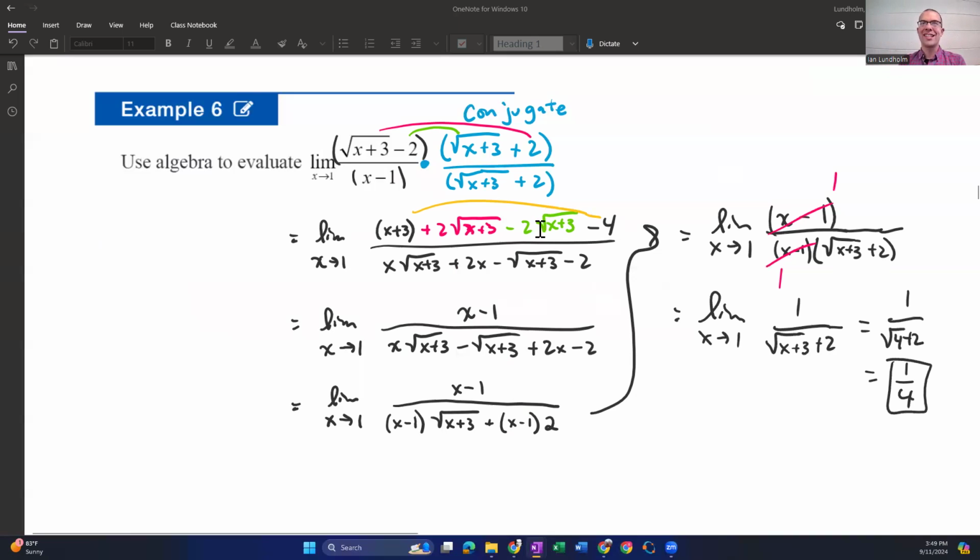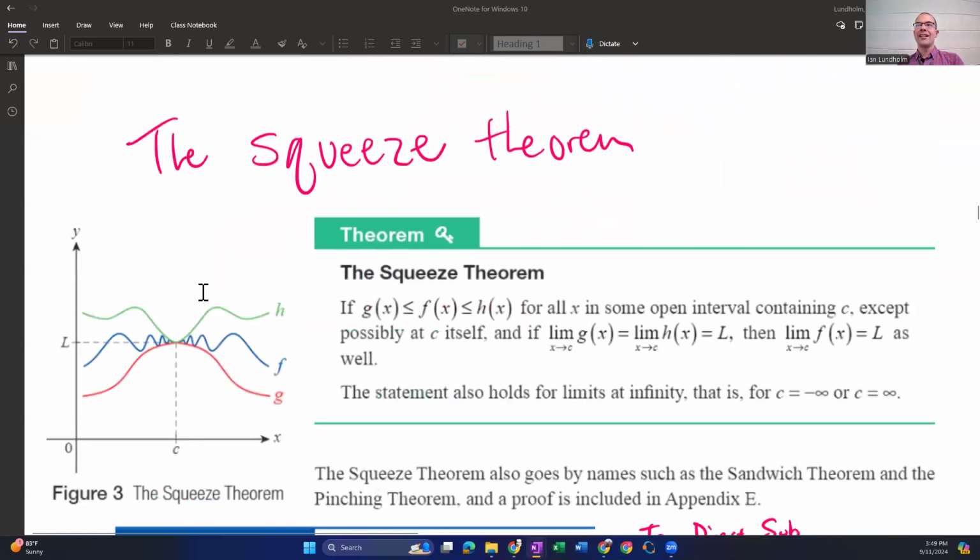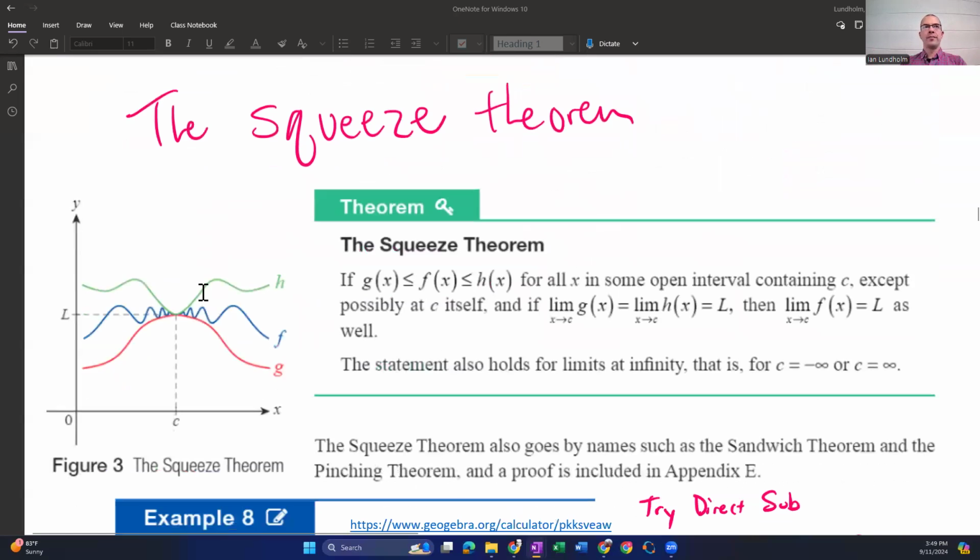Okay, great. Example 6. That was fun. All right, last major method for determining limits in this section will be utilizing the squeeze theorem.